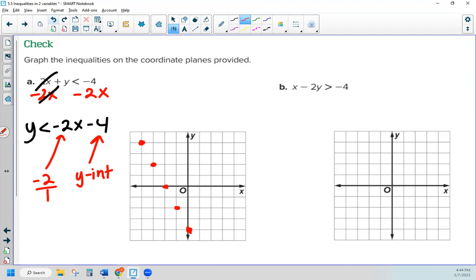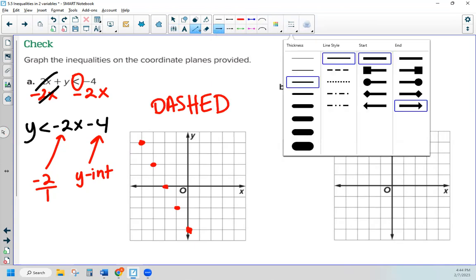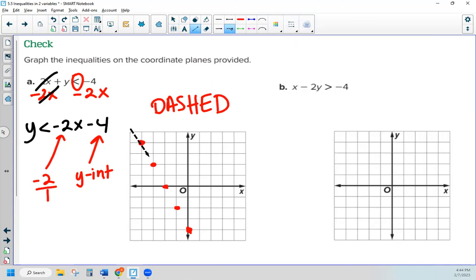Okay? My line right now, seeing my symbol, has to be dashed. Dashed means that any point that is on this line will not make the inequality true, meaning it's not part of my solution. Okay? There we go. I made my line.